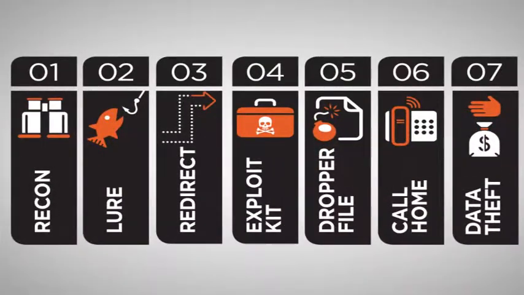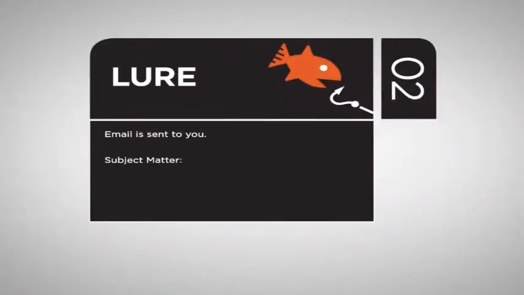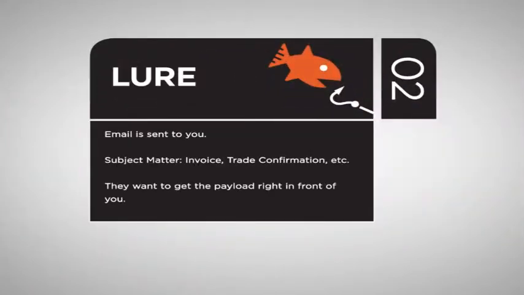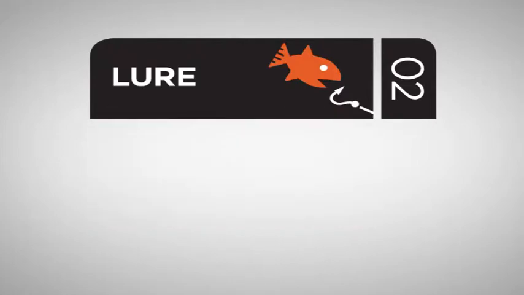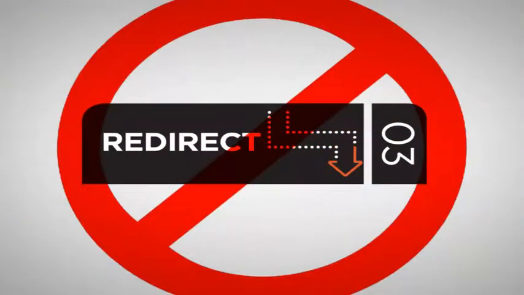So let's take a look at the threat lifecycle as used by Zeus GameOver. So traditionally we'd see a lure, that's stage 2. An email is sent to you as an end user. It might be an invoice, it might be a trade confirmation, something that's appealing to you and the malware authors want to get their payload in front of you. Now sometimes with the threat lifecycle we see that the malware authors will redirect you around the web, and that's not the case for Zeus GameOver. Instead they want to get that payload straight away in front of you.